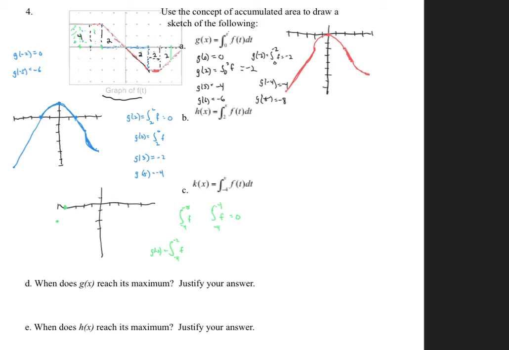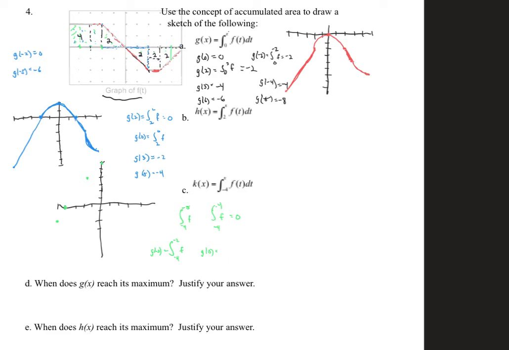+4. 1, 2, 3, 4. So that's going to be up here at 4. Then if we do g of 0, we're going to continue and accumulate 2 more of those. So now we're going to be up to 6. So that's going to be all the way up here.